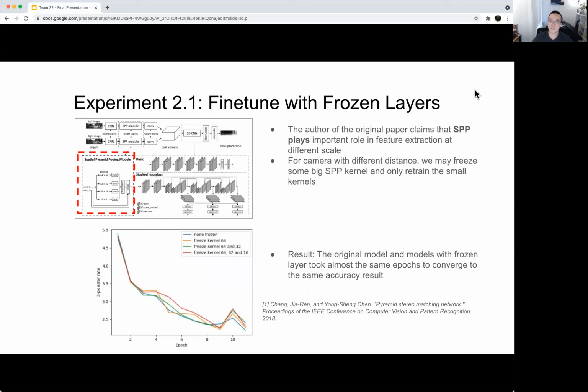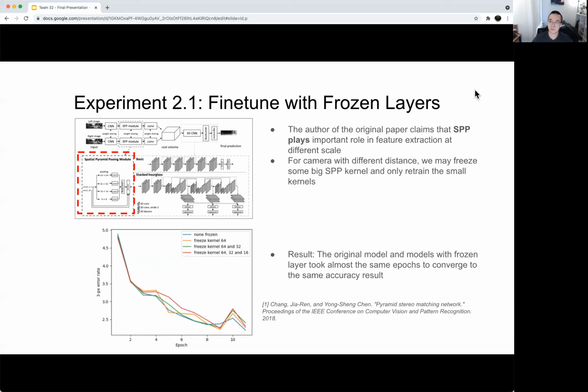Next slide. So to find out why the model does not work well on our generated dataset, we decide to look at some important layers in the network. The author claims that the SPP plays an important role in feature extraction. So we start with our first experiment by freezing some layers in the SPP module. There are 4 convolutional layers in the SPP with different kernel sizes. So we start our experiment with no layers frozen, and then we gradually freeze 1 layer at a time.